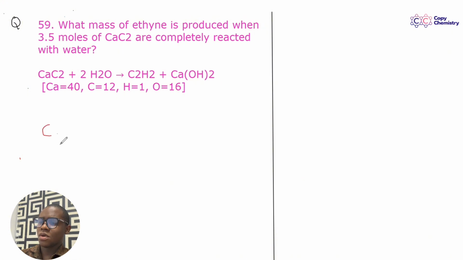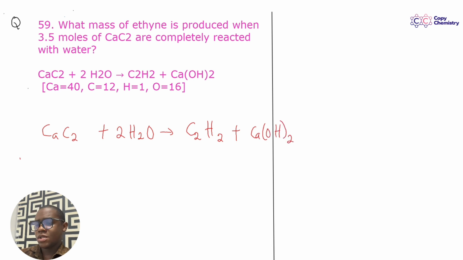CaC2, that's your calcium carbide, and then you have 2H2O. Now we have C2H2, that's your ethine, plus we have calcium hydroxide, Ca(OH)2. Now, is this equation balanced? The calcium on both sides is 1, your carbon on both sides is 2, your hydrogen on both sides is 4, and your oxygen on both sides is 2, so it's balanced, alright?